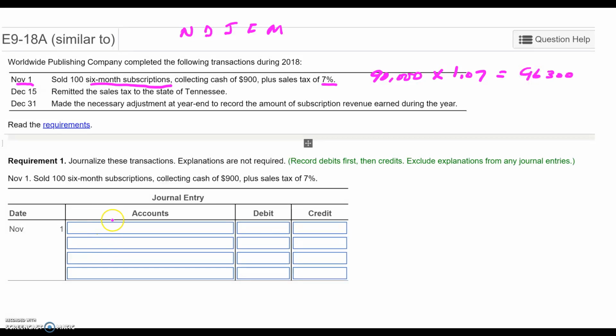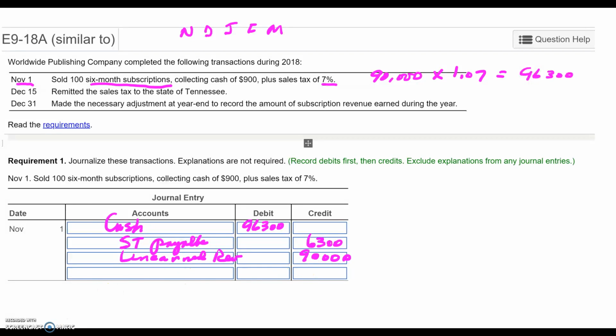So if we want to make this entry, we're going to debit cash, $96,300. We're going to credit sales tax liability, sales tax payable for $6,300. And we're going to credit an account called unearned revenue for the difference, because remember now, we haven't earned this revenue. So it's $90,000.